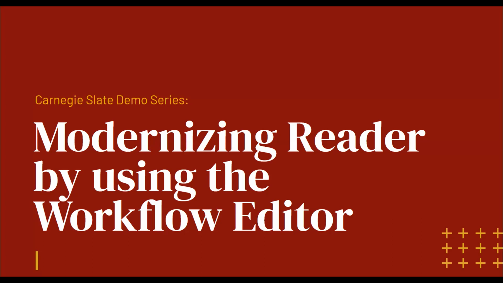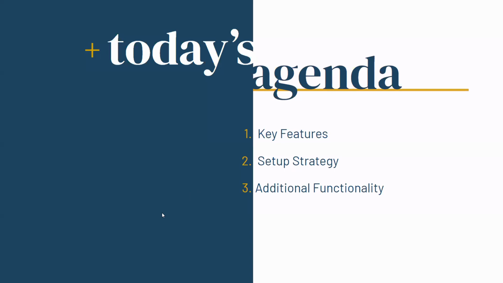Today we will be covering modernizing Reader by using the workflow editor. We will start with the key features of the workflow editor, where I'll be describing some of the functionality that is going to make building workflows easier than ever. After that, we'll talk through the setup strategy. We know that modifying the Reader process can be intimidating, but with the right strategy, you'll be able to use the workflow editor to level up your processes. Finally, we'll talk through some additional functionality, including a brand new material type.